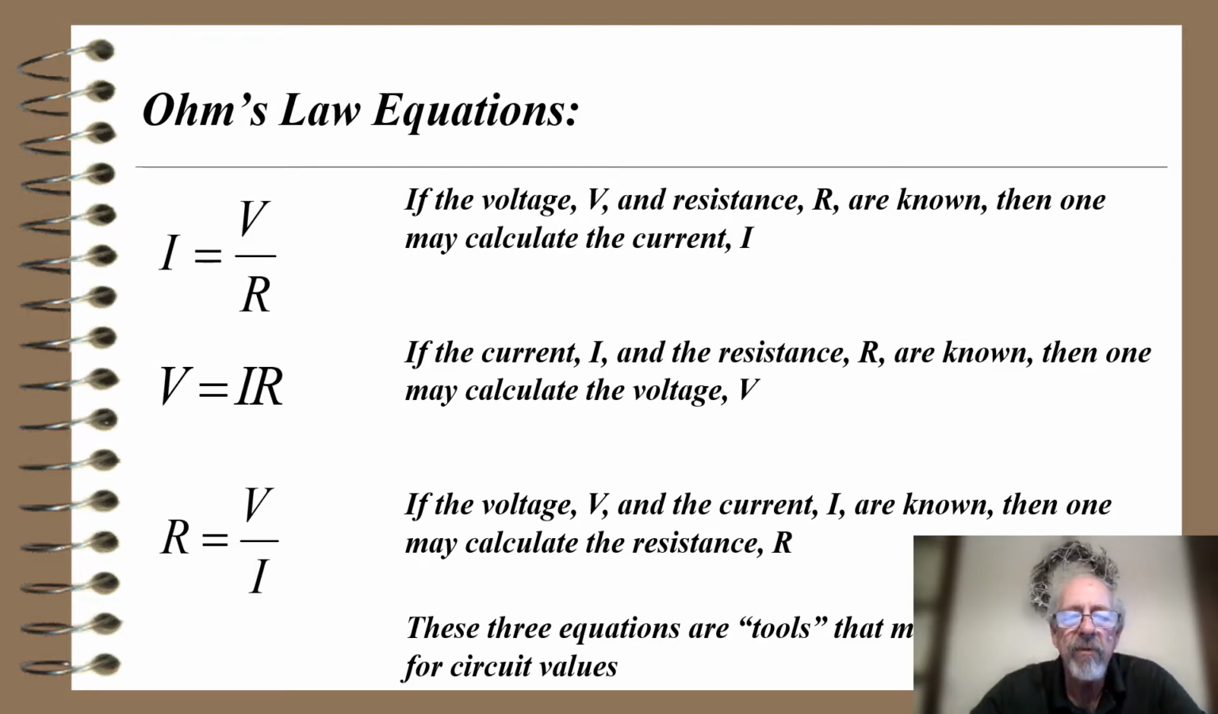So if you have a resistor and you know a current is flowing through the resistor, you can calculate the voltage across the resistor, what we commonly call the voltage drop across the resistor.